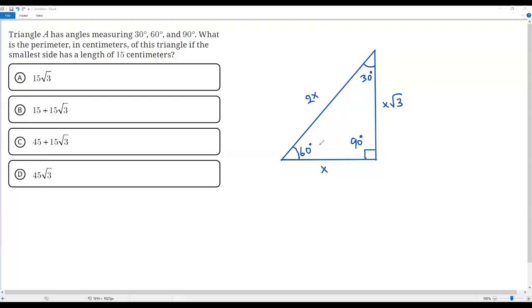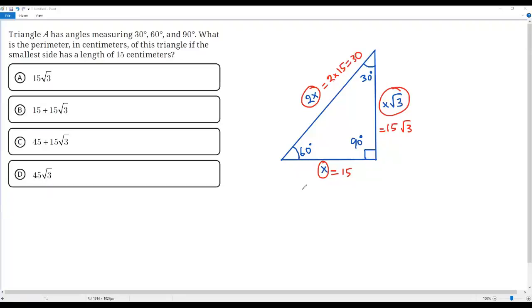But already we have the length of the smallest side in the question, that is 15 centimeters, because in place of x, we have 15 centimeters over here. And so what will be the length of this side? We have to replace x by 15, then the length of this side will be 15 times square root of 3. And what will be the length of the hypotenuse? It is equal to 2 times 15, which becomes 30. The length of the hypotenuse is 30.